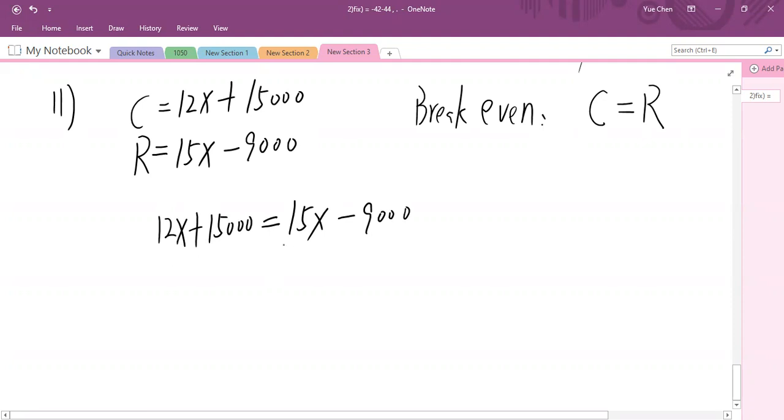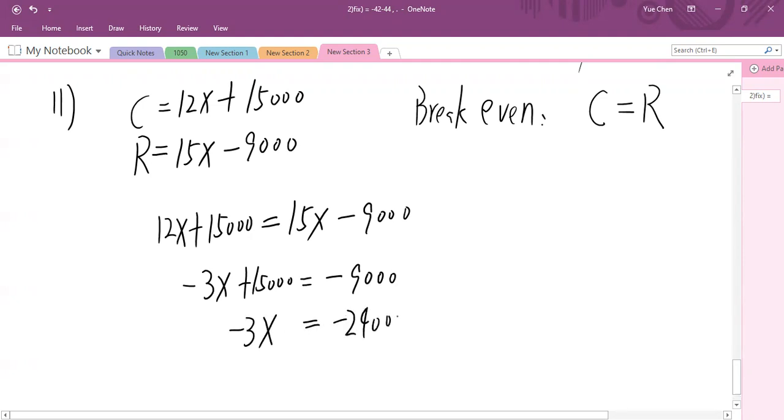If you subtract 15x on both sides, it will give you negative 3x plus 15,000 equals negative 9,000. Then we subtract 15,000 on both sides, and it would be negative 3x equals negative 24,000. So x equals 8,000. So 8,000 units will give you the break even.